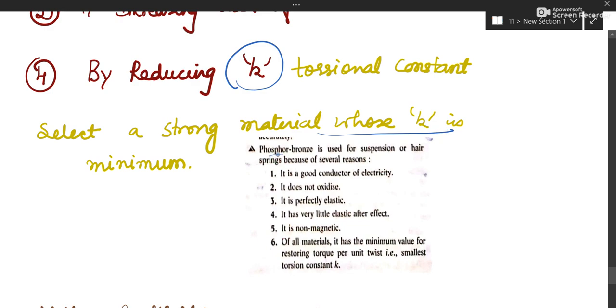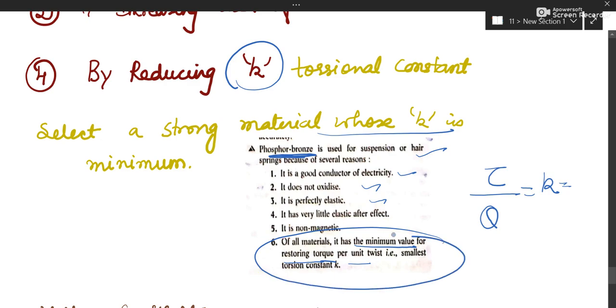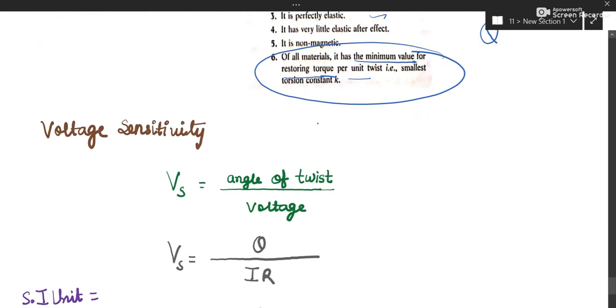So that is why we use phosphor bronze. This question comes in the board. It is used in the moving coil galvanometer. Why? Because it has minimum value of restoring torque per unit twist. Restoring torque per unit twist, that is the torsional constant, is minimum for this. Other than that, you can write these reasons, but this is main for us. Rest of the reasons are secondary.